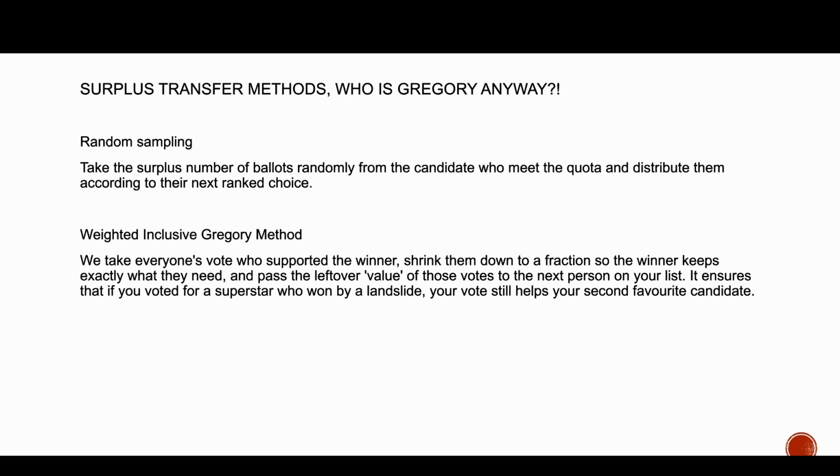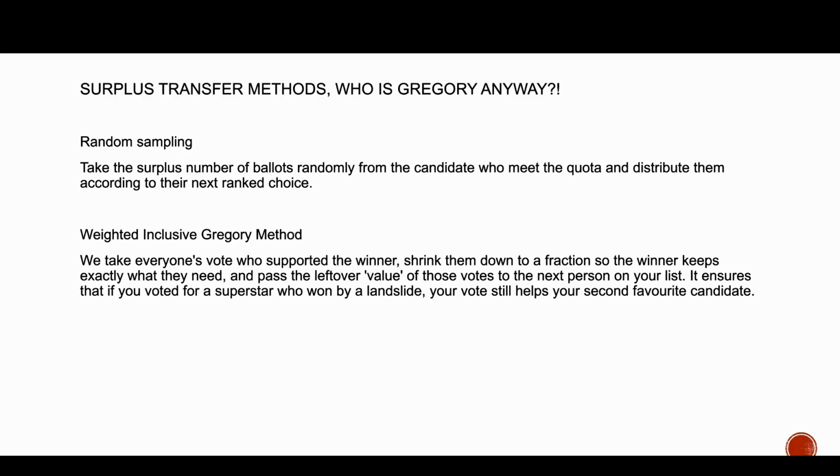Just because the other side of this, apart from the quotas, is the method used to transfer surplus votes. So if you have more votes than you need for the quota, the excess is transferred to your next choice, and there's different methods to be able to distribute those votes. An older method that was used with paper ballots would be a random sampling. You just find out how many excess votes that candidate has, take a random selection equal to that number, and distribute them based on that. Then next choice is down.